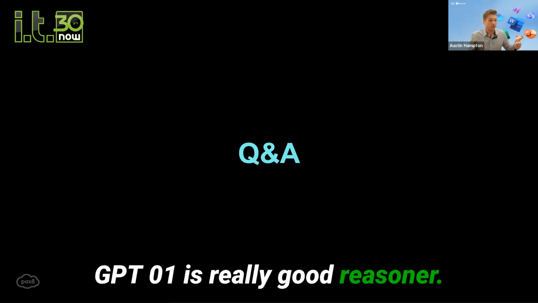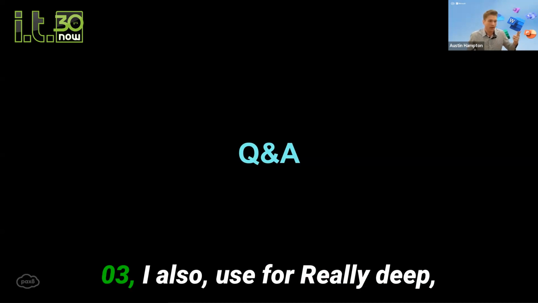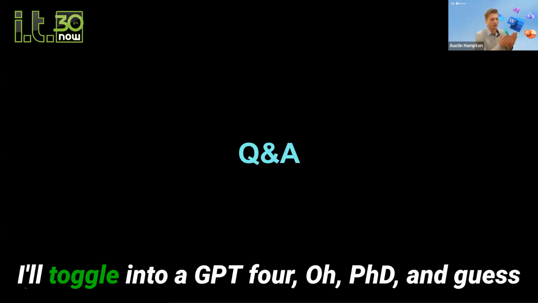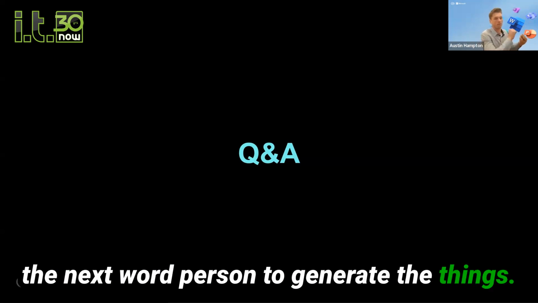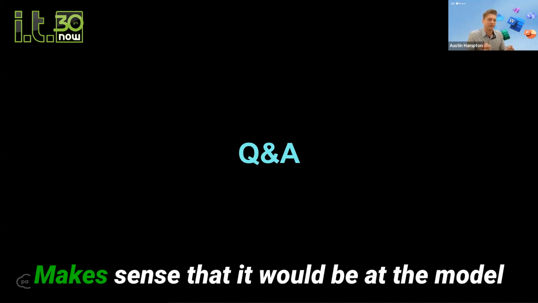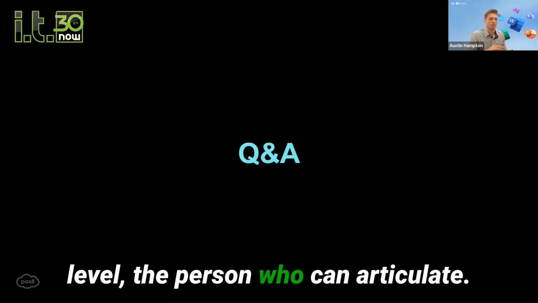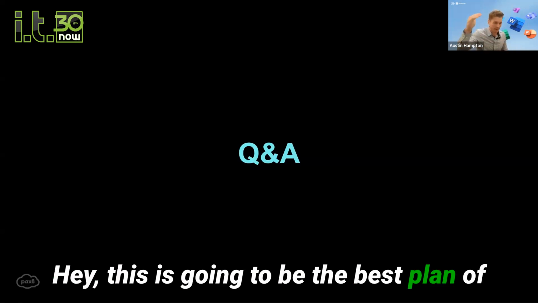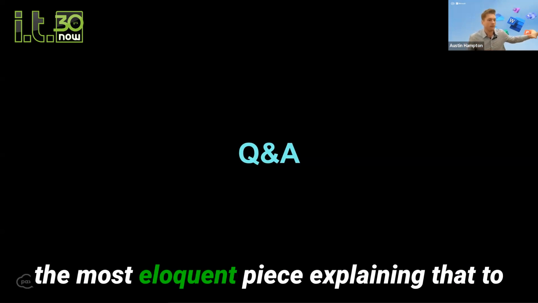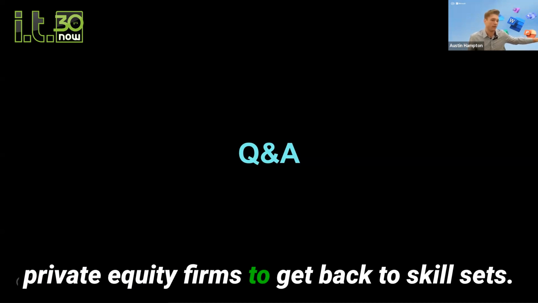GPT-o1 is a really good reasoner. I use it for planning. o3, I also use for really deep, complex planning sessions. When I want to generate something, I'll toggle into a GPT-4o, a PhD, guess-the-next-word person to generate the things, but planning is a different skill set than executing. At a human level, it makes sense that it would be the same at the model level. A person who can articulate, hey, this is going to be the best plan of action to accomplish a goal, is probably not going to be the best person to go write the most eloquent piece explaining that to private equity firms. It gets back to skill sets.